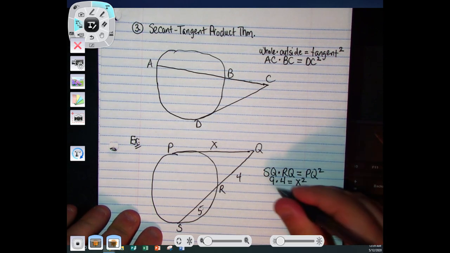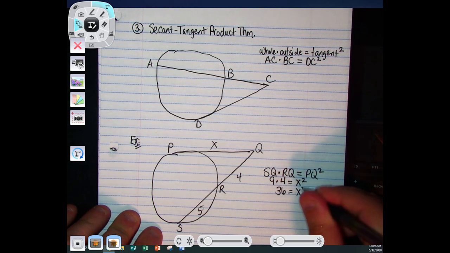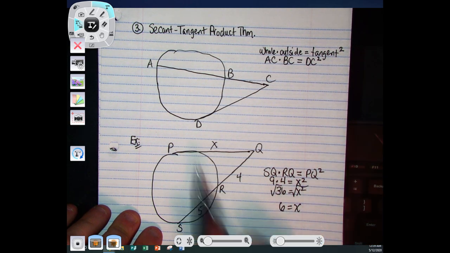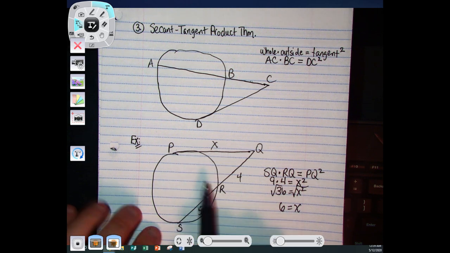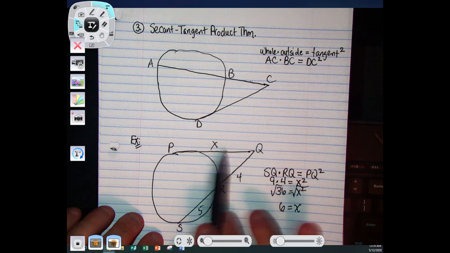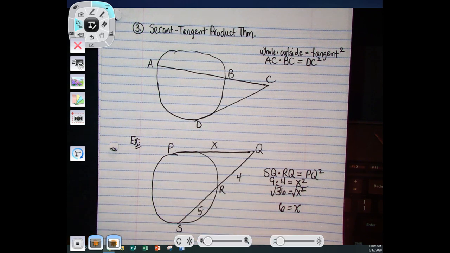Then we do 9 times 4, which gives us 36. We take the square root of both sides, and we get 6 is equal to X. So the positive here is 6. We could technically say negative, but remember distance isn't negative, so we wouldn't use that here. So that's the secant-tangent product theorem.